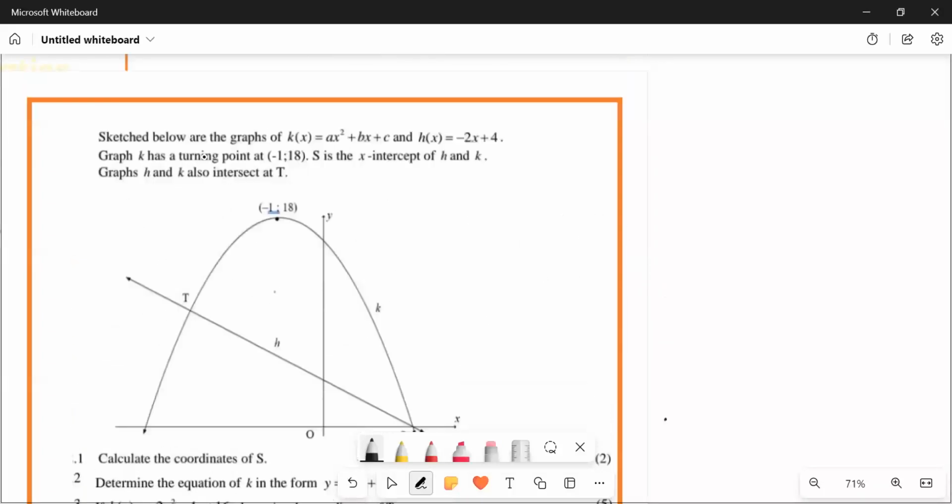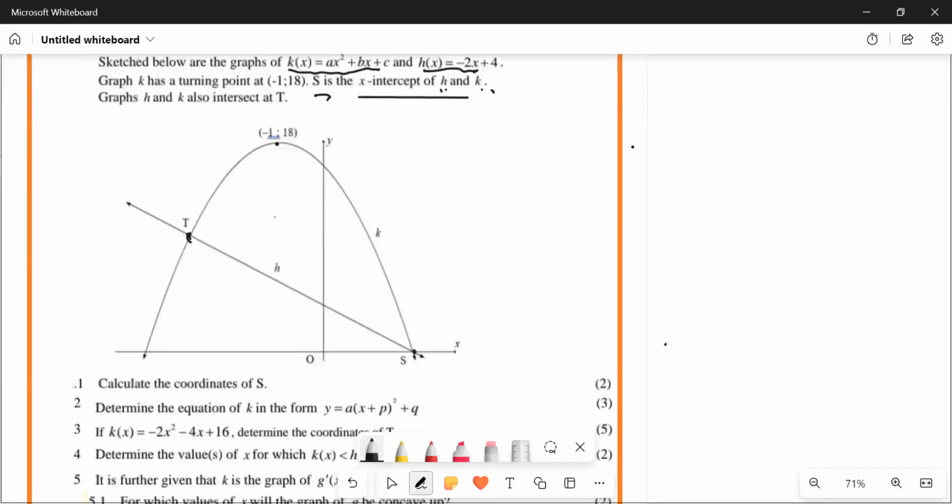If we go through the statement, they say sketch below the graph of k of x and h of x. And then they say the graph of k is turning at (-1, 18). S is an x-intercept. Check what S is. S is an x-intercept of h and k, so you can either use h or use k to get S. And then the graphs of h and k also intersect at T, and then they also intersect at S.